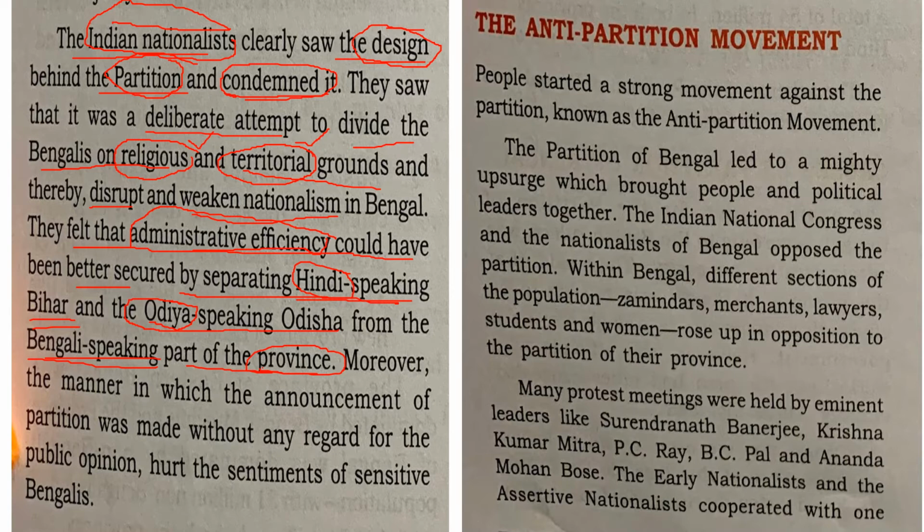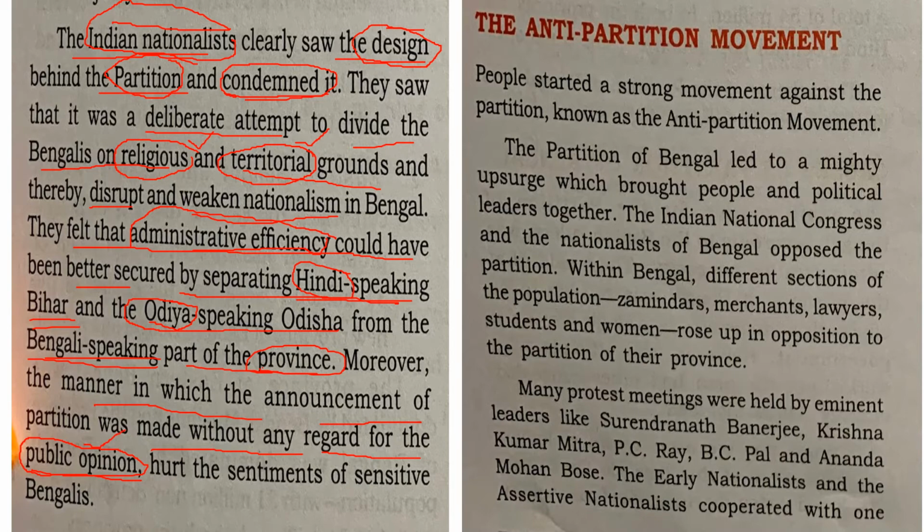Which was a very bold step to restrict the national movement in Bengal. But the manner in which the announcement of partition was made was without any regard for public opinion. That means when taking such a big decision, the British government never took public opinion.